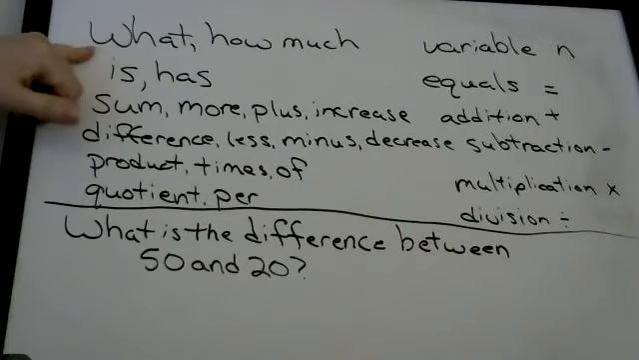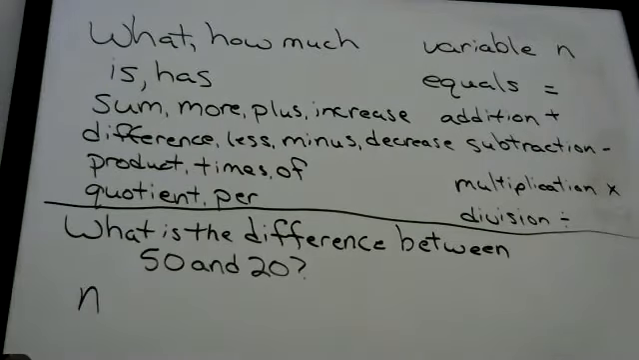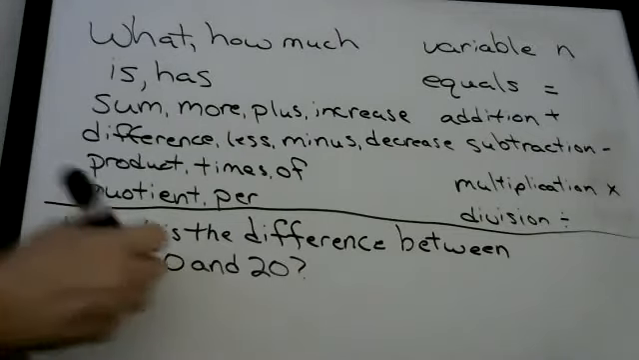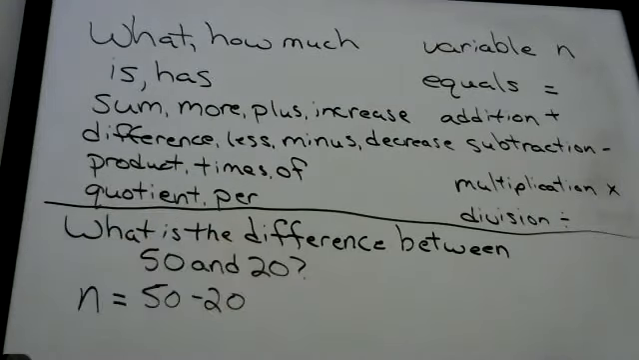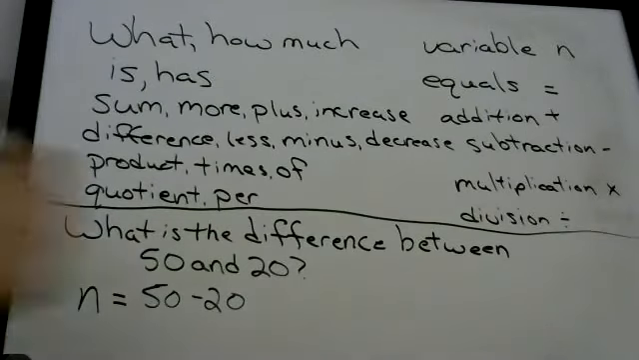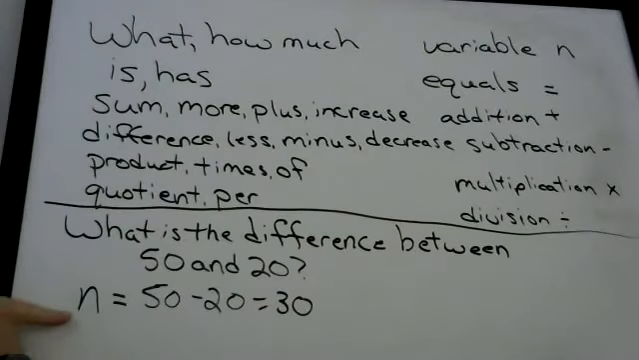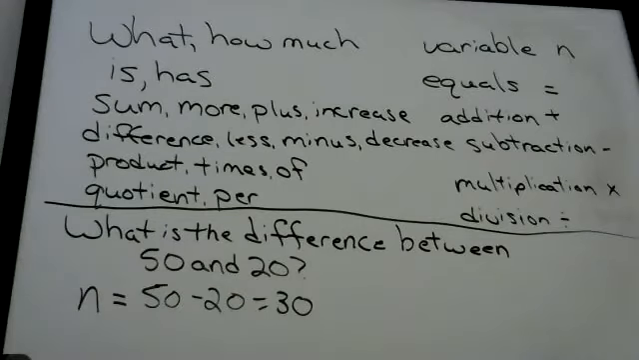So what is our variable? We're going to say what, we're just going to use n as our variable, is means equals. So n equals the difference between 50 and 20. So we know we're going to subtract, and it should make logical sense that we're going to subtract by saying 50 minus 20. So what is the difference between 50 and 20? Well, 50 minus 20 is 30. So our answer is 30. Our variable, or what is the difference, is 30.